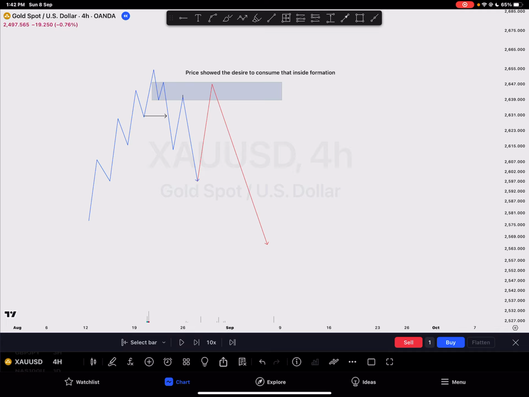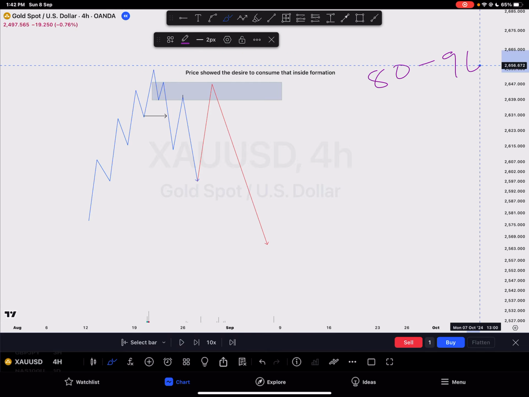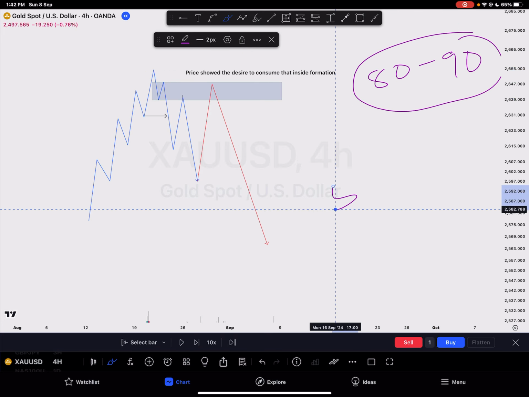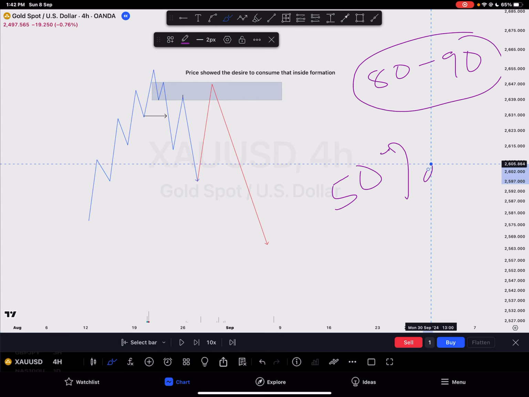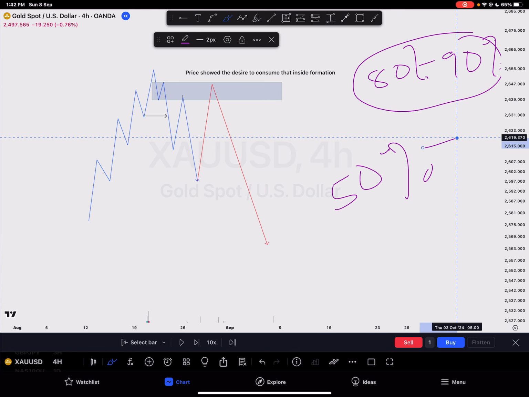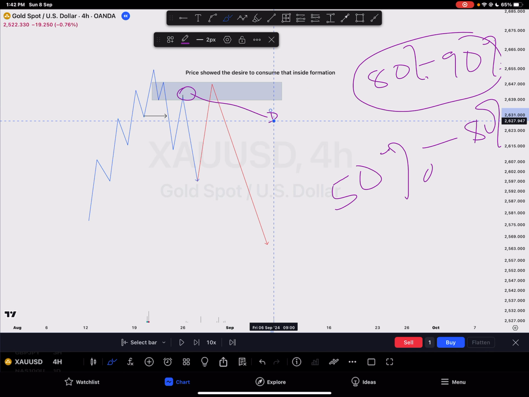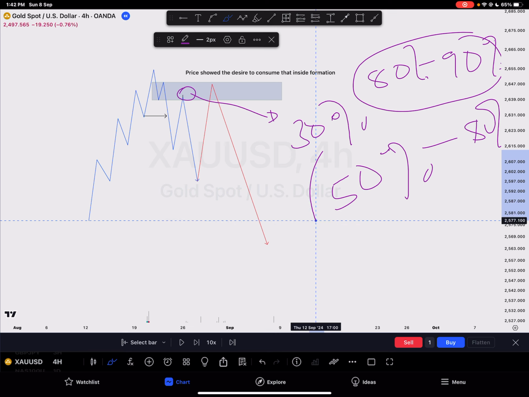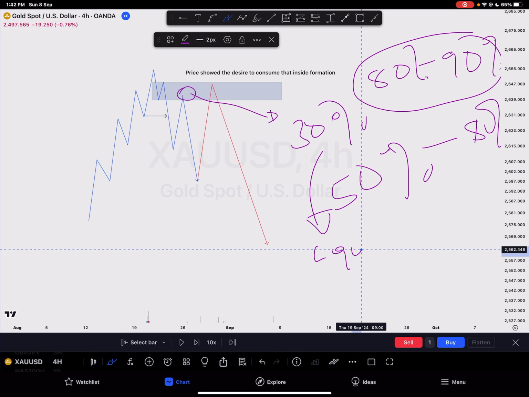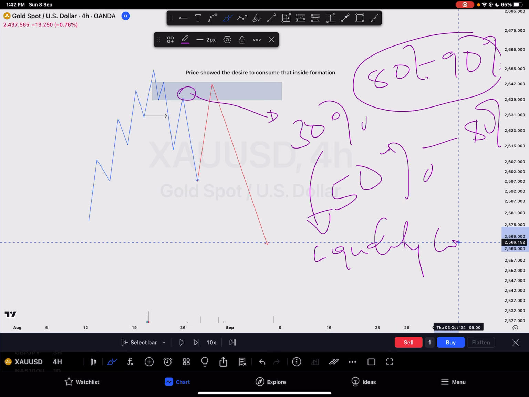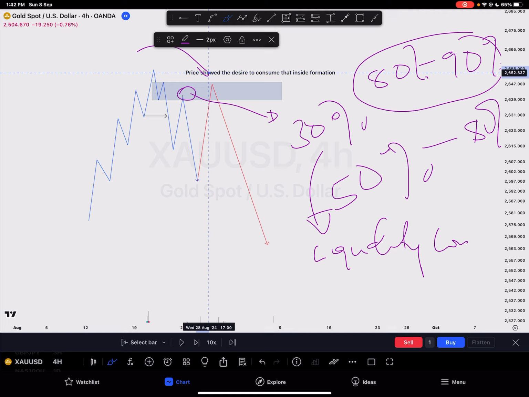Remember, I told you that for an area of liquidity to be regarded as consumed, it must be consumed at least 80 to 90% of it. But whenever price consumes an area of liquidity 50%, it means that there are high chances for price to come and reconsume that area of liquidity to 80%. So here price must consume that area of liquidity like 30%. So that's not liquidity consumption. It means that the price must come to consume this area of liquidity 90 or 80, let's say 85% of it.